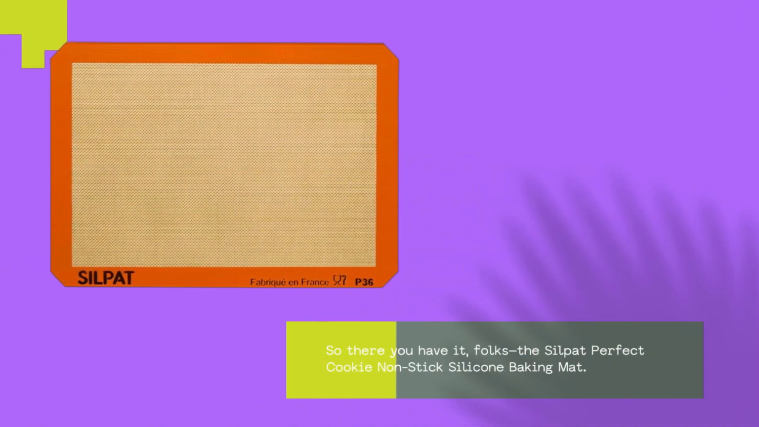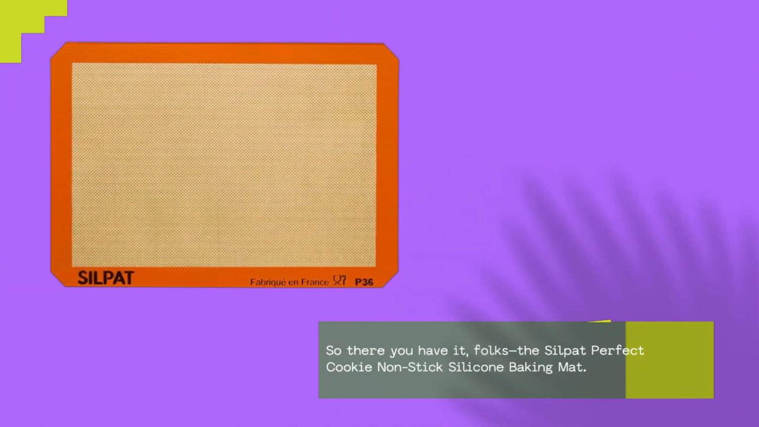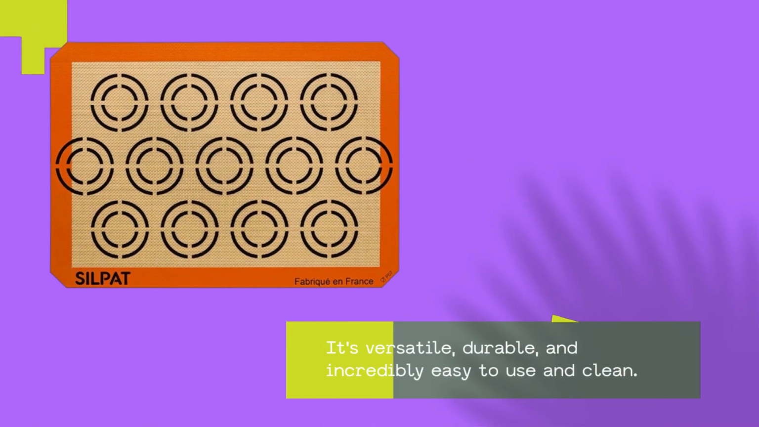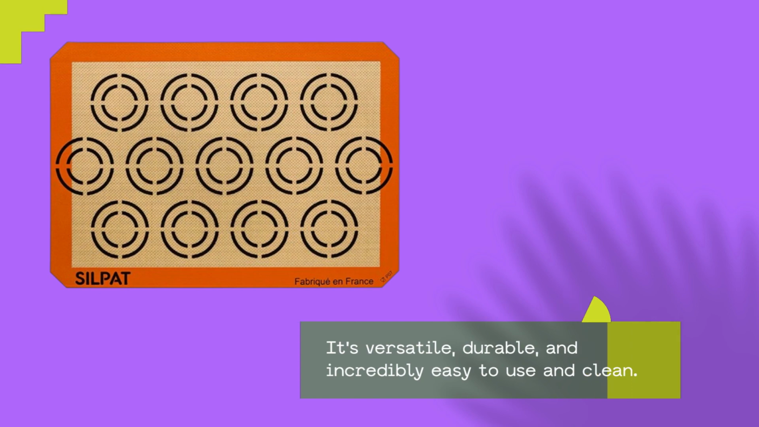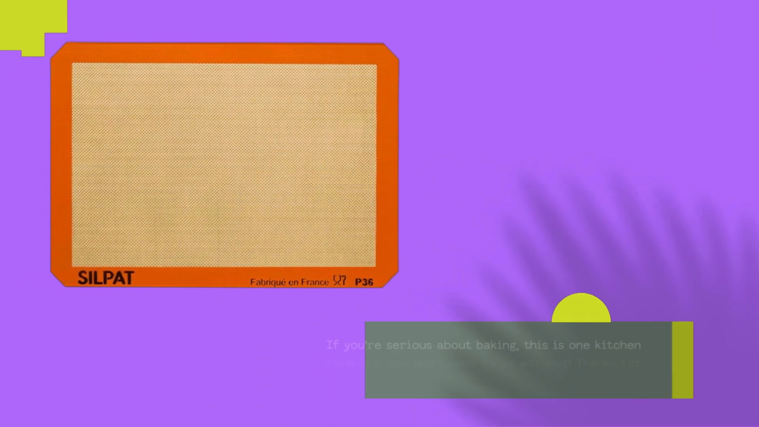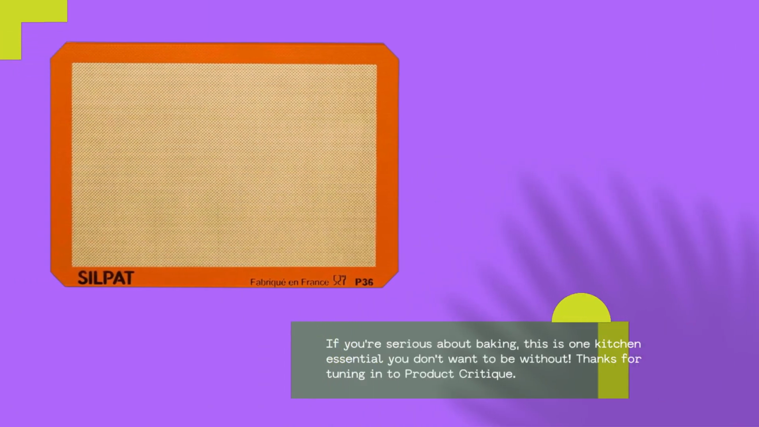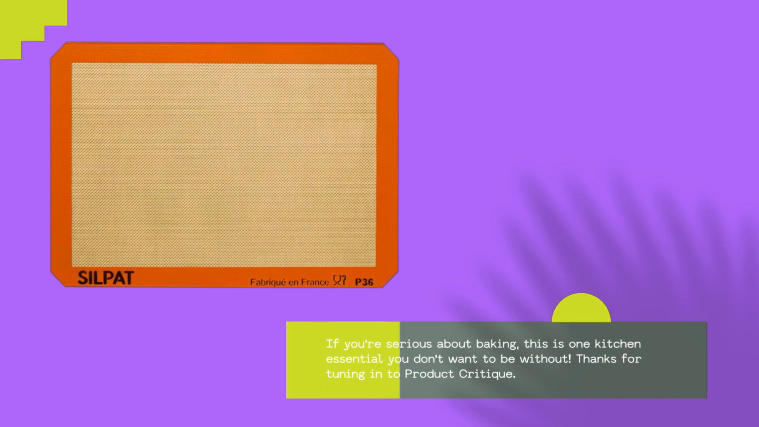So there you have it, folks, the Silpat Perfect Cookie Non-Stick Silicone Baking Mat. It's versatile, durable, and incredibly easy to use and clean. If you're serious about baking, this is one kitchen essential you don't want to be without.